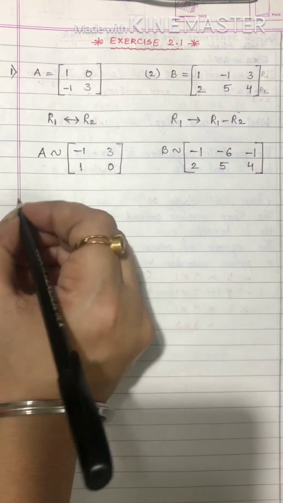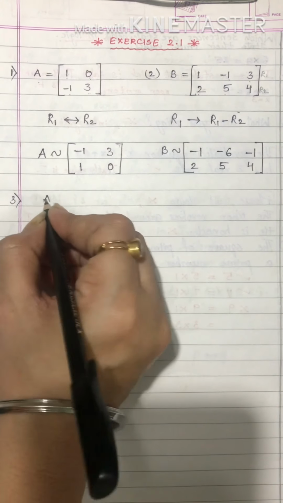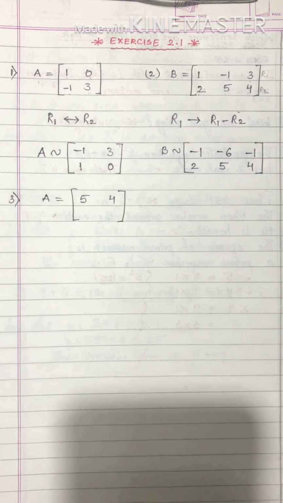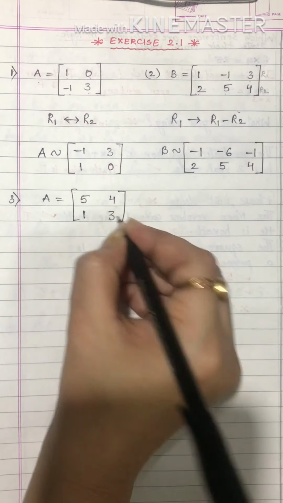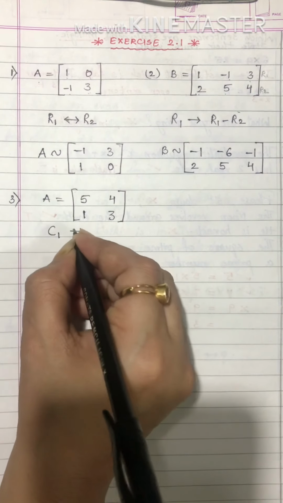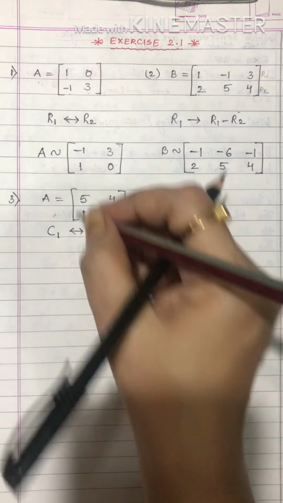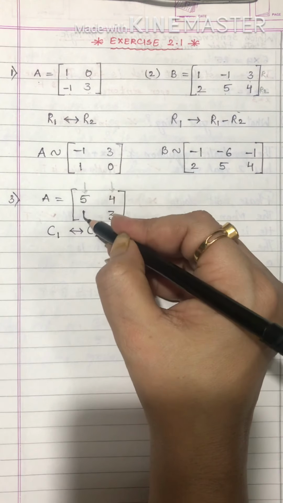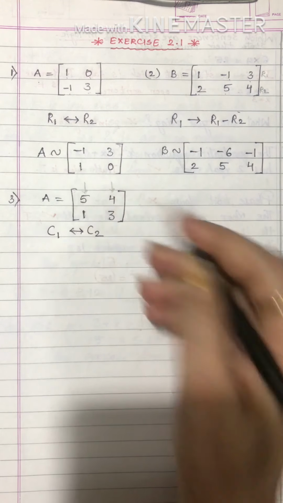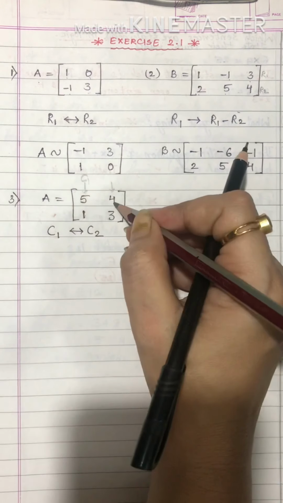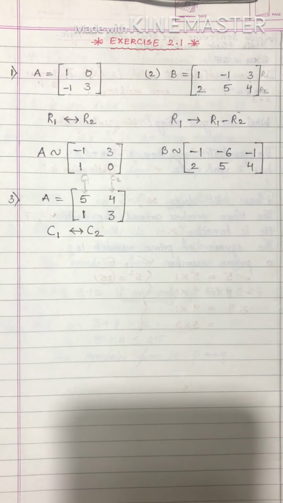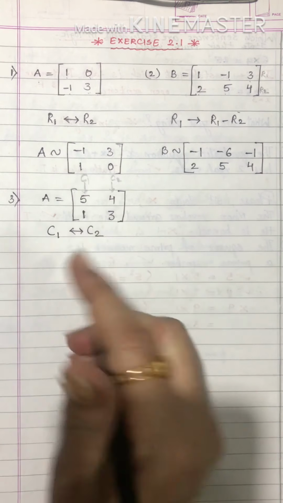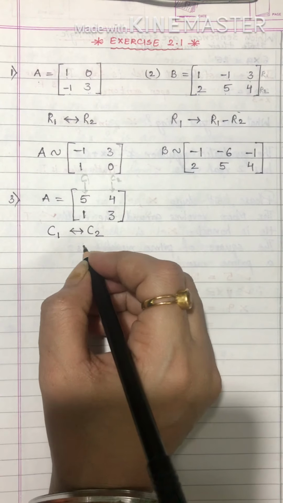Now let's check out the next question, wherein they have asked a column transformation. The matrix given to us is A with elements 5 4 1 3. Now they are asking here to interchange column 1 and column 2. So when it is about columns, you have to see the vertically placed elements, in this way. 5 and 1 are the elements of column 1, 4 and 3 are the elements of column 2. You need not write all this as I am writing here with pencil, it is just for your reference. With practice you will understand.